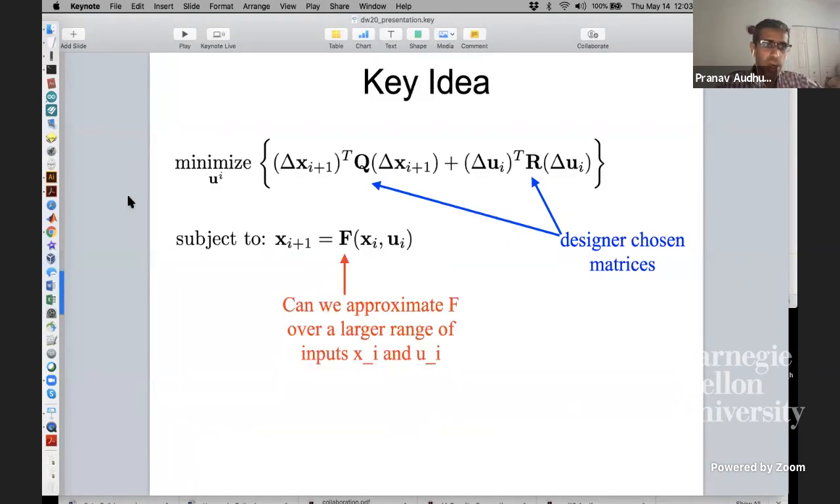So here's the key idea, and I'll come back to why I'm doing this a little bit later. So essentially it's the same optimization cost, but now we'd like to see if we can approximate F, the Poincare map, with some closed form approximation. And the reason we want to do this is because I want to be able to achieve a large region of attraction as well as make the optimization fast enough that I can do real-time online optimal control.